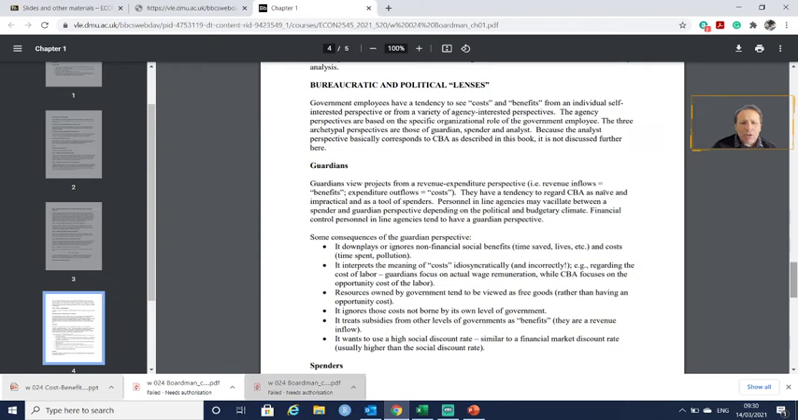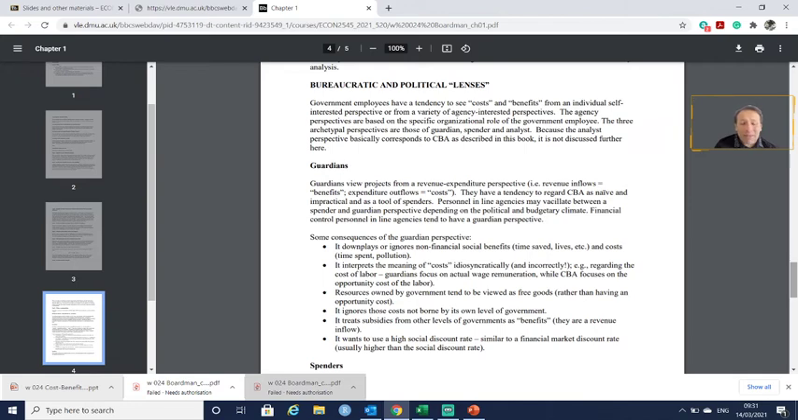The costs are sometimes costs that are for the entity rather than for the general stakeholders of the cost benefit analysis. So therefore the guardian perspective focuses on the opportunity cost of labor. No, sorry, they focus on the wage remuneration rather than on the opportunity cost of labor.